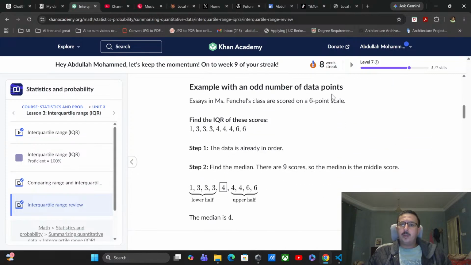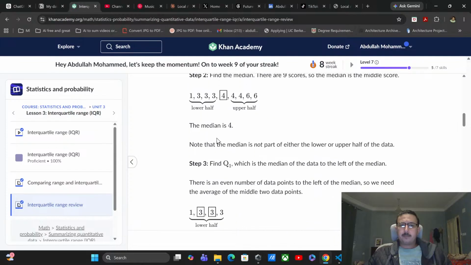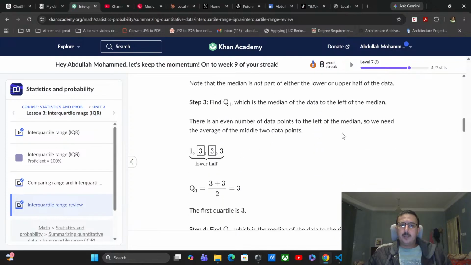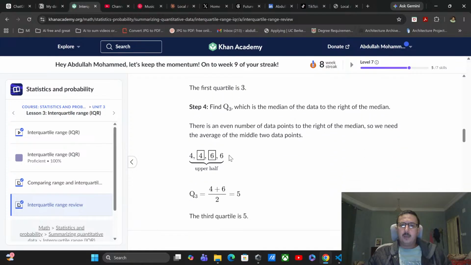Example with an odd number of data points. 1, 2, 3, 4, 5, 6, 7, 8, 9. So we got this as a median. Then we got 4 here. So 3 plus 3 is 6 over 2 is 3. So we got 3 here. And here we got 6 and 4. That's 10 over 2, 5 minus 3 is 2. Okay. Which is the median.